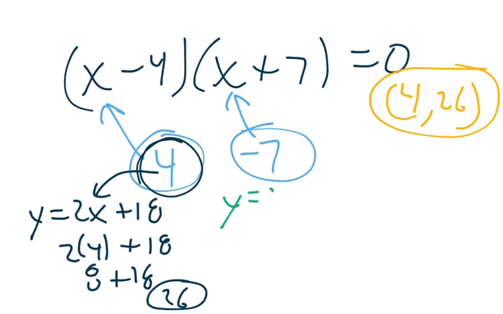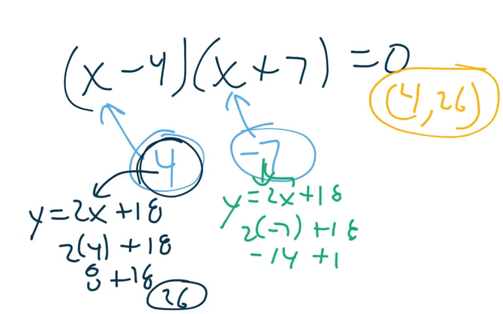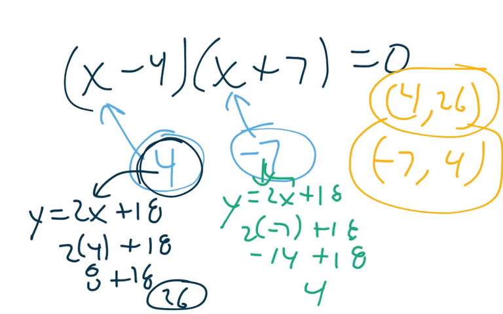Now let's do the negative 7 here. If y is 2x plus 18, and we plug in negative 7 for x right in there, we're going to get 2 times negative 7 plus 18. And negative 14 plus 18 is 4. So on the right here, let me jot it down. I know that negative 7 for x gave us a 4. And we found our 2 points of intersection, as we call. We found our solutions.